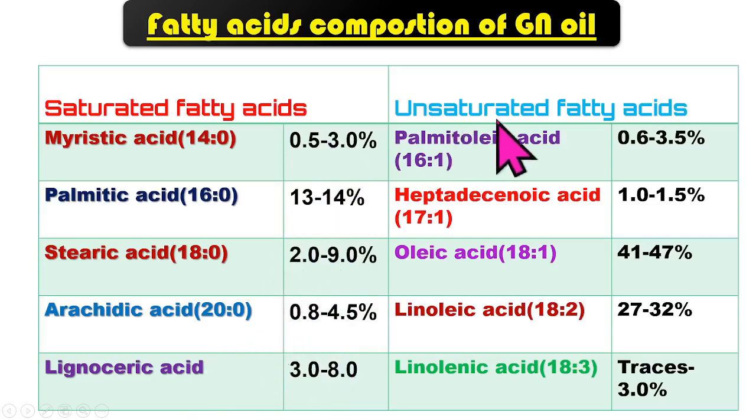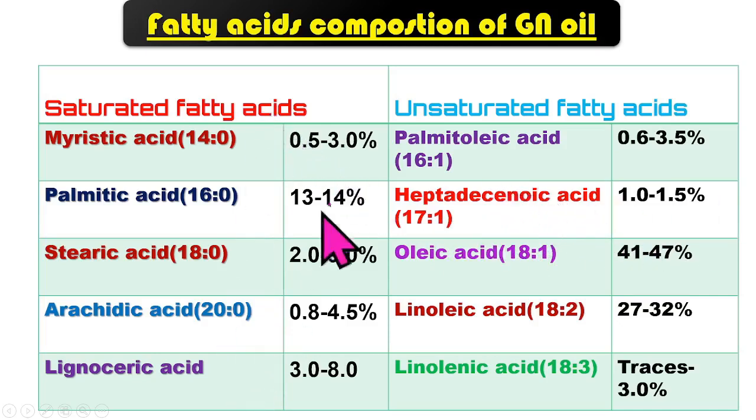Then we go to the unsaturated fatty acids present in the groundnut oil. Palmitoleic acid is present at 0.6 to 3.5%. Palmitic acid 16:0 is a saturated fatty acid, while palmitoleic acid 16:1 is an unsaturated fatty acid. The 1 means it is a monounsaturated fatty acid. Next is heptadecanoic acid. It contains 17 carbons and one double bond. It is also a monounsaturated fatty acid, at 1% to 1.5%.